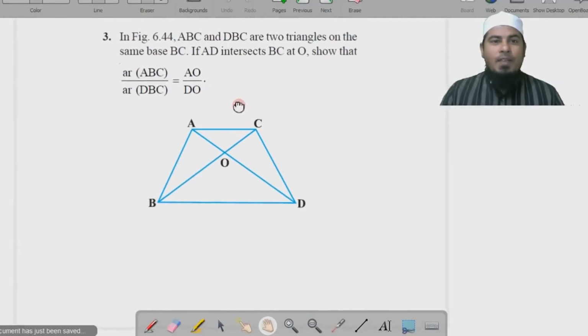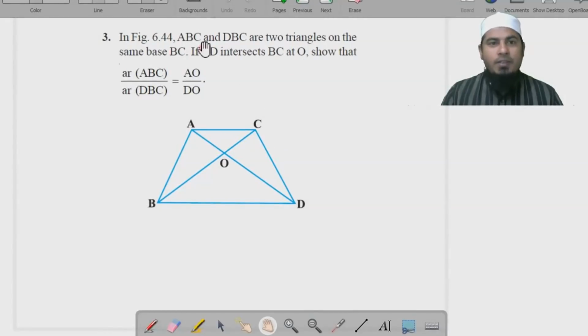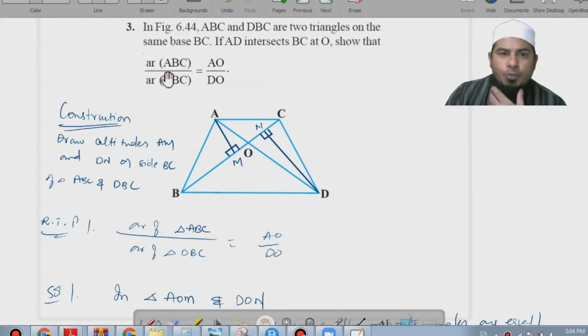Again, in this figure, ABC and DBC are two triangles on the same base BC. If AD intersects BC at O, show that area of ABC by DBC is equal to AO by DO. Okay, let us do this question. So we need to prove area of triangle ABC by area of triangle DBC is equal to AO by DO. When we do construction, we'll get that idea.